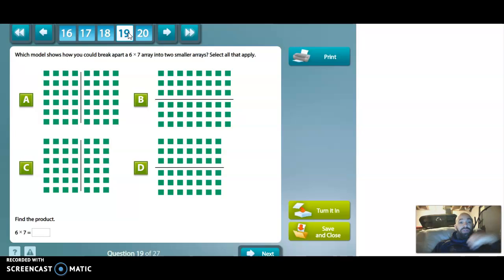Which model shows how you could break apart a 6x7 array into 2 smaller arrays? Select all that apply. And then find the product. So which ones show 6x7 that can be broken down into two parts? And then find the product.